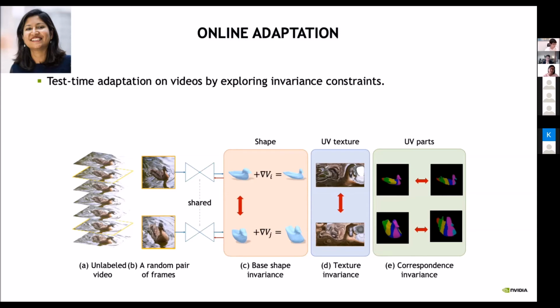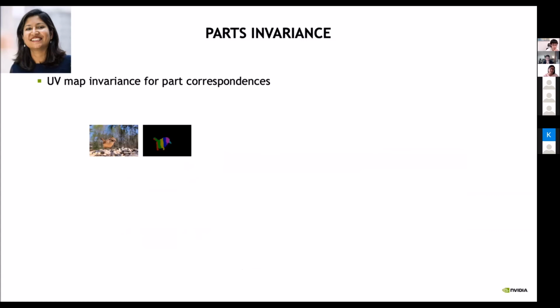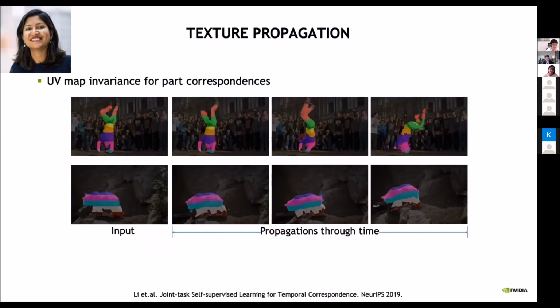Besides the temporal shape and texture consistency constraints, we also explore a part invariance constraint which is defined in the UV space. In order to compute the UV parts constraint, we paint random strips only on the object in the first frame and propagate them across all the remaining frames of the video. Previously, we had also developed a method to learn dense correspondences across video frames in a self-supervised manner, which works quite well at propagating object part strips across frames.